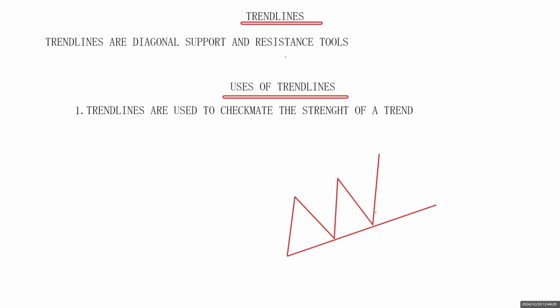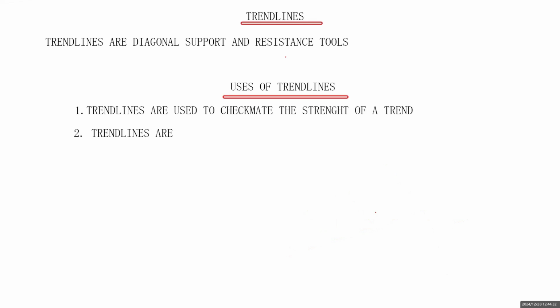It's also important to note that trend lines, let's go ahead and write it down, are also an entry and exit tool. So trend lines are an entry and exit tool. Because trend lines are diagonal support and resistance tools, they can also be used as entry and exit tools. So for example, this is a trend line, right?